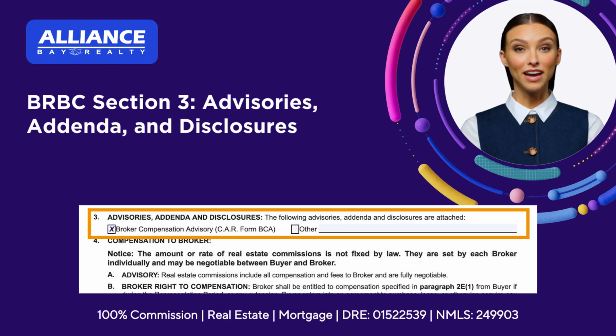Section 3, Advisories, Addenda, and Disclosures. This section is your attachment checklist. It tells the buyer what extra documents are attached to and become part of this agreement.